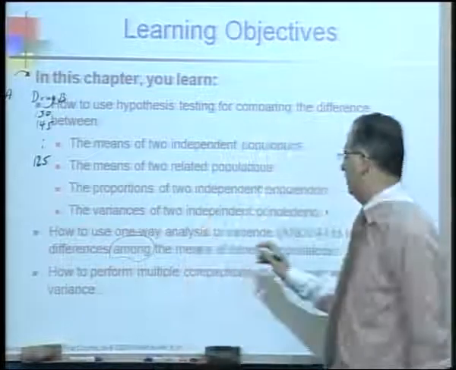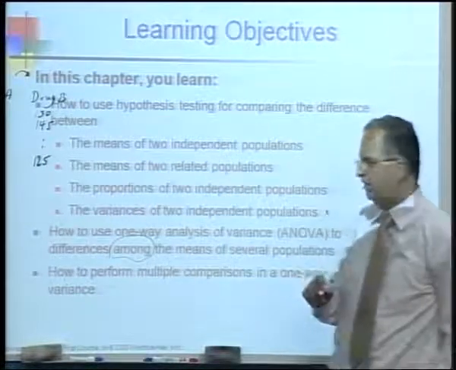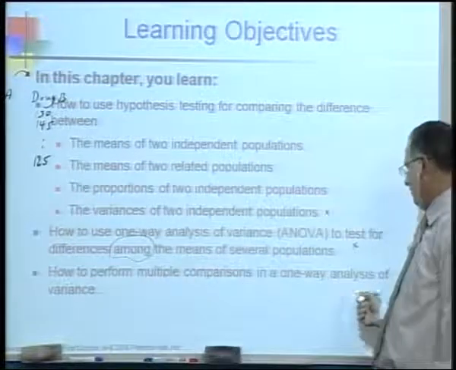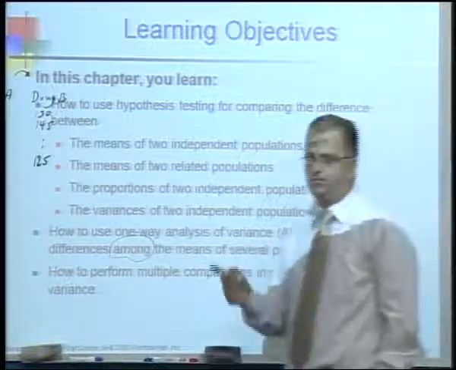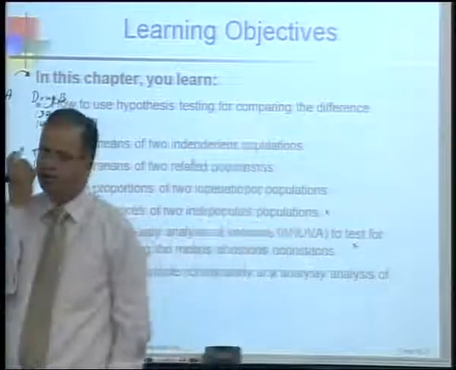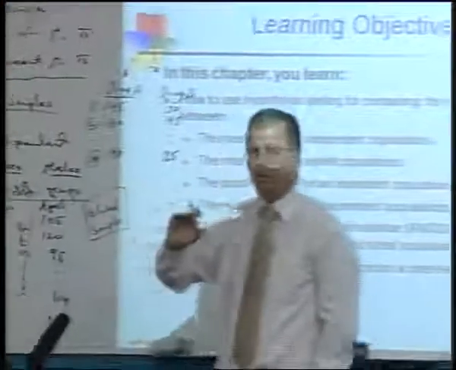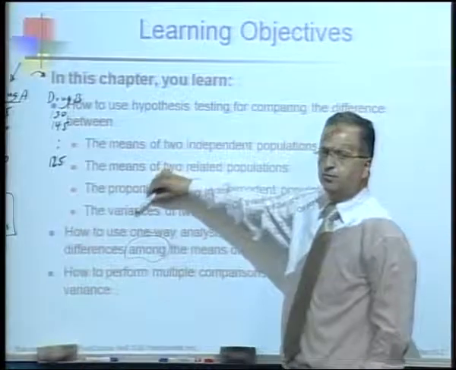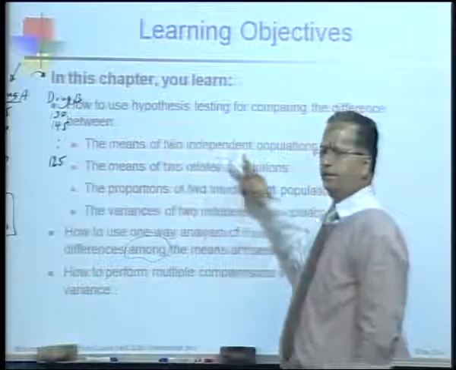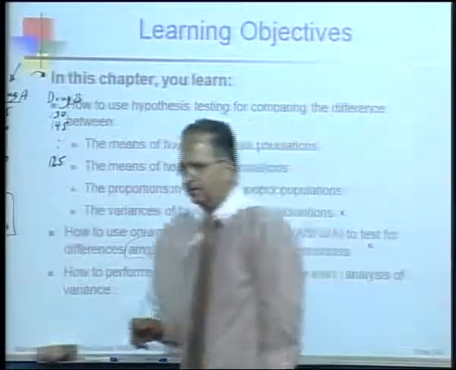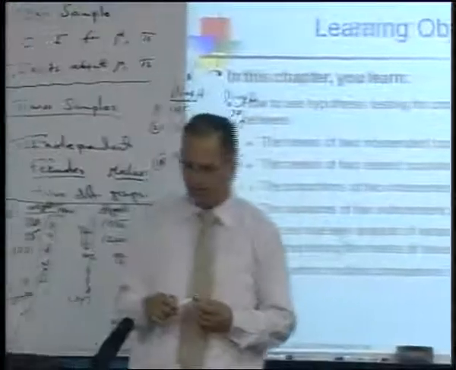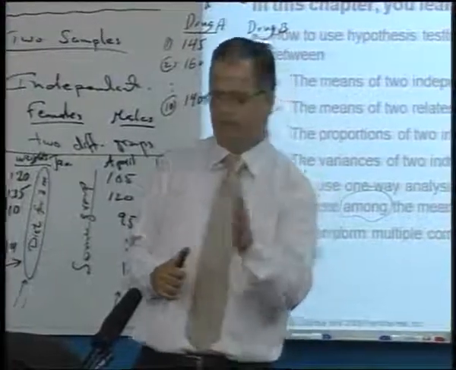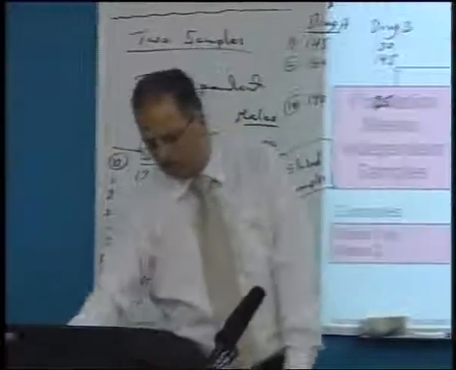So here we are going also to skip analysis of variance as well as how to perform multiple comparisons and one-way analysis of variance will be skipped. So mainly we are focusing on the difference between two means and two proportions, two means for independent and related, and also we are going to cover hypothesis testing for the difference between two population proportions. That's all for this chapter.